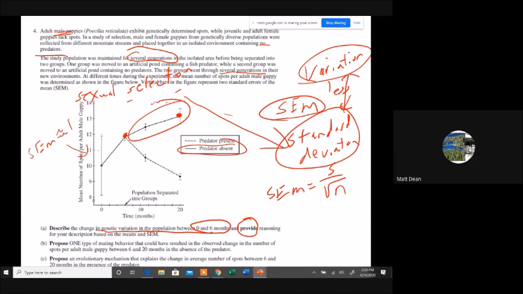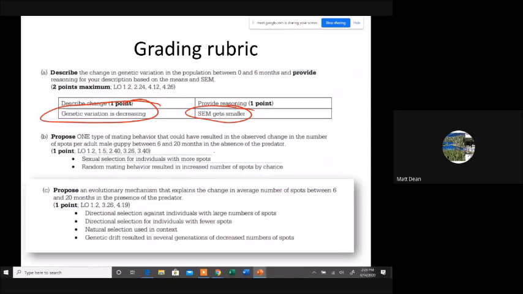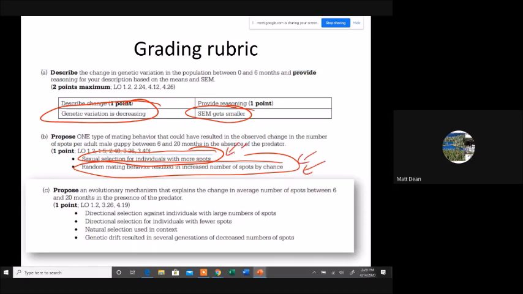Again, looking at the grading rubric, sexual selection for individuals with more spots, or random mating behavior resulted in increased number of spots by chance. Either one could happen. This is probably not nearly as likely as this one. That's the answer they're looking for. 1 point for that.